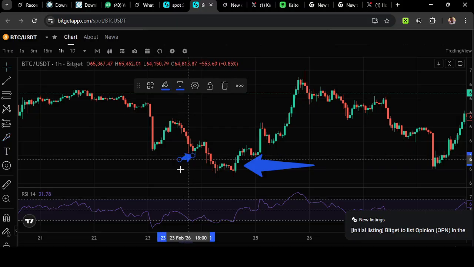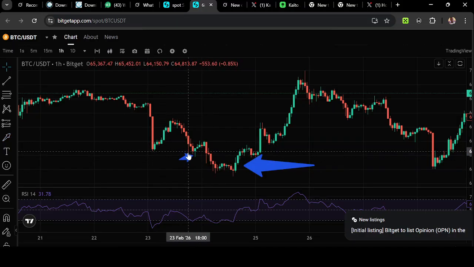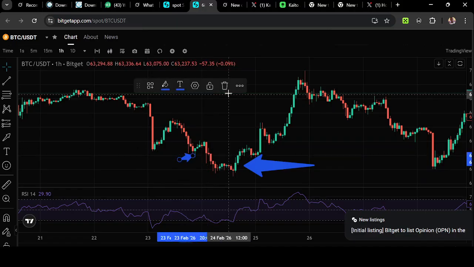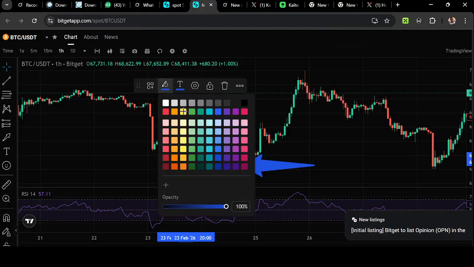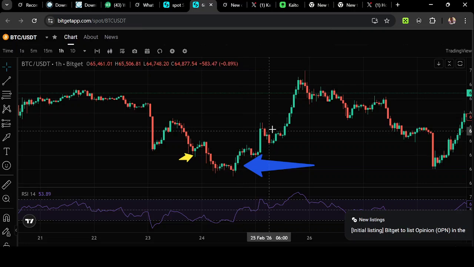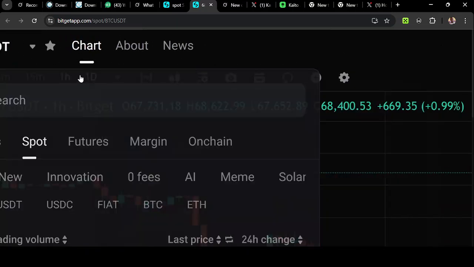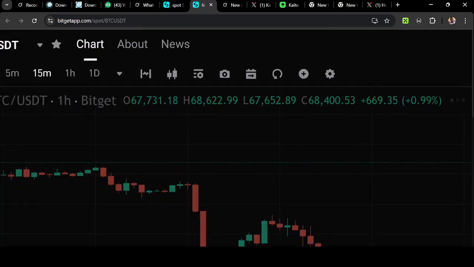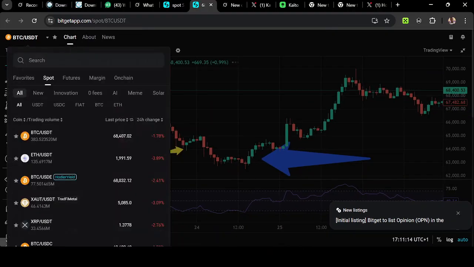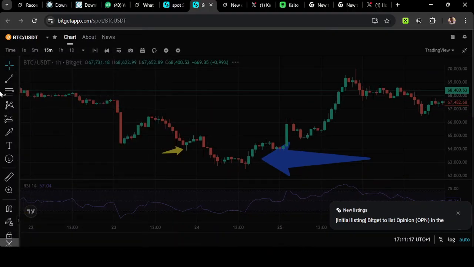So with this little one, we are going to study this candle on a lower time frame. Let me change the color to yellow. Okay, so we are going to study this yellow one on the lower time frame. Now remember, this is 1 hour, so I'm going to change it to 15 minutes. I like using 15 minutes. So let's see how it goes on the 15 minutes chart.